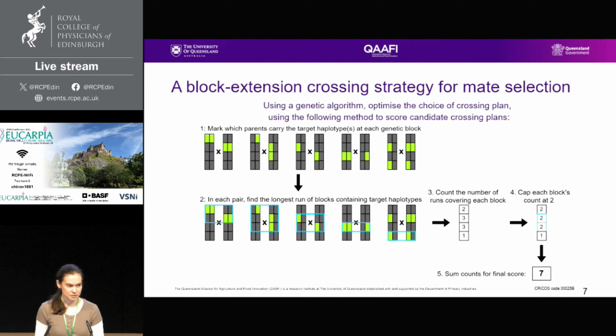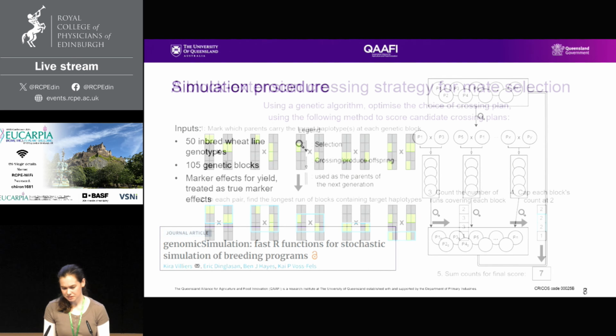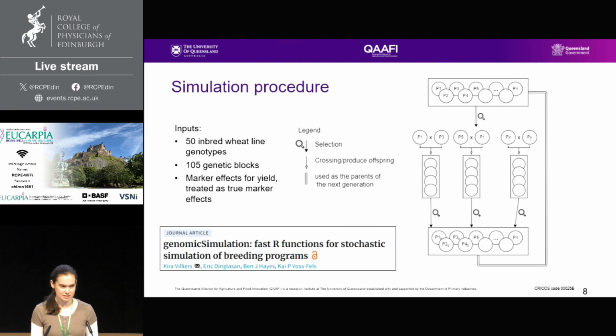When I was testing this out, I used a genetic algorithm to evaluate the different crossing plans and choose the best one for a given set of parents. And I'll show you some results we got from testing this out in simulation.